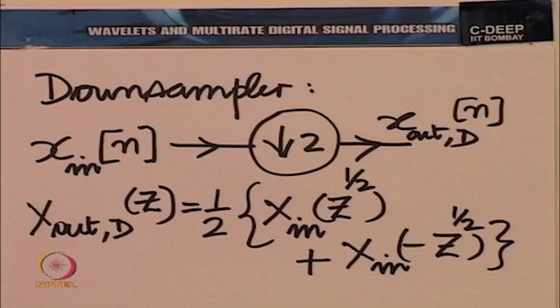Now, what do we intend to do next? We intend to use these relationships to build up the relation between the Z transform of the output and the Z transform of the input. So, essentially we wish to establish the input output relationship in this 2 band or 2 channel filter bank in the Z domain.